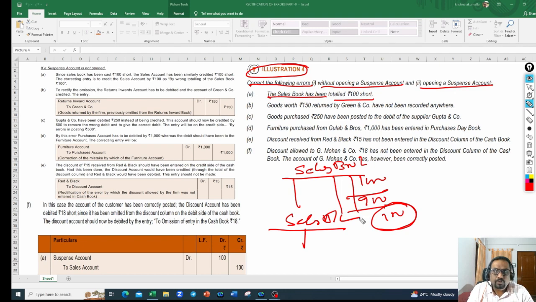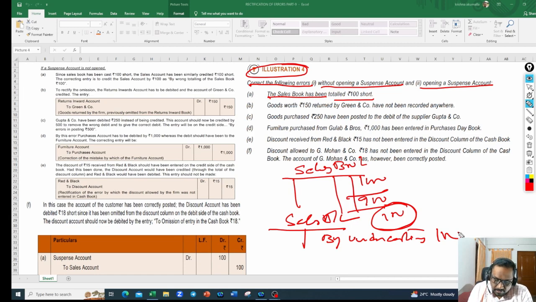So what we will do? We will simply write an entry by undercasting in sales book 100 rupees. That's all. We don't do anything. Simply by writing by undercasting of 100 rupees in sales account. That's all. So this is what we understood. This is stage 1, how we used to post an entry without having suspense account.